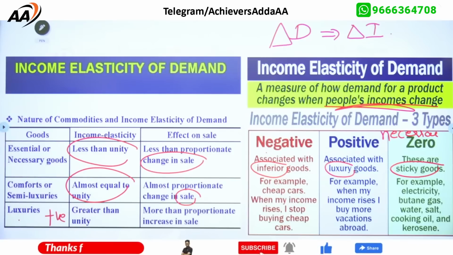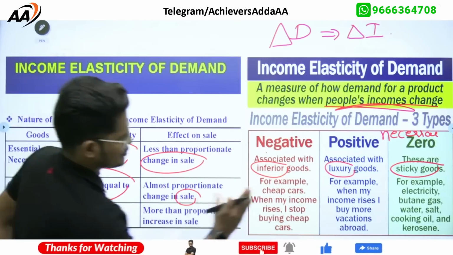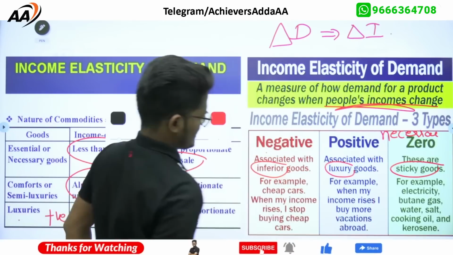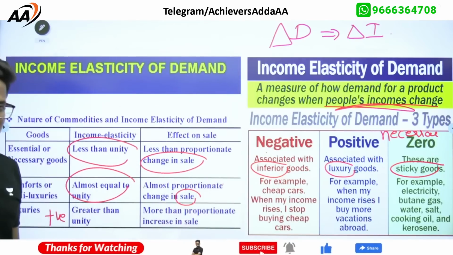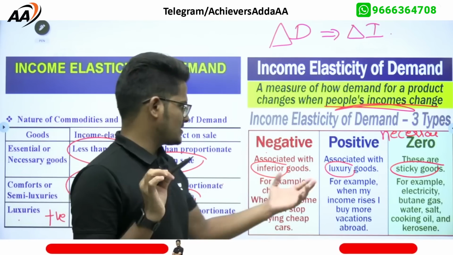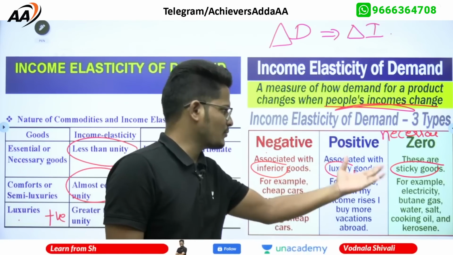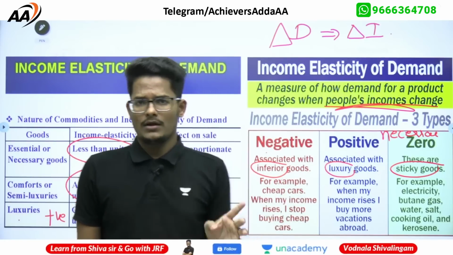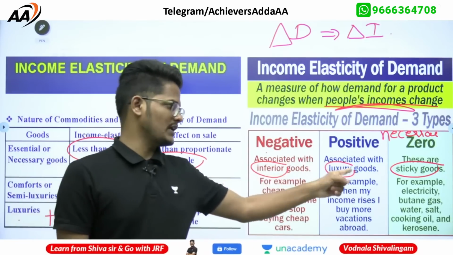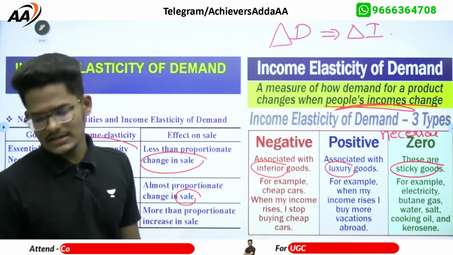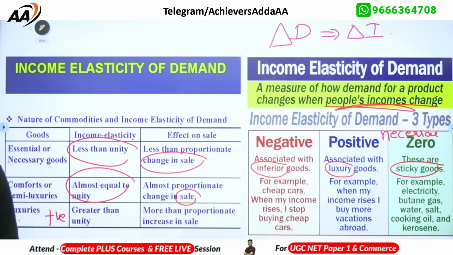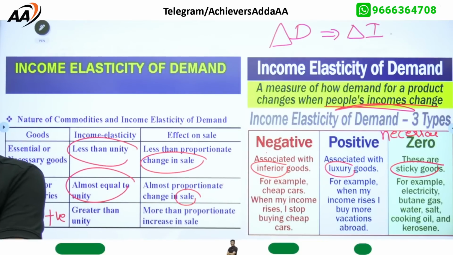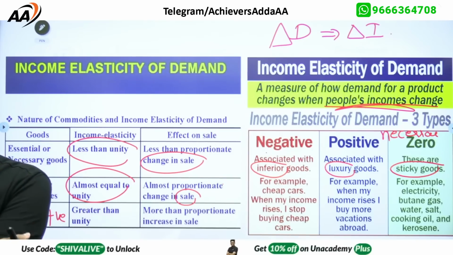Where do normal goods come under? Normal goods means superior quality, positive. They are under the positive. Always remember, normal indicates superior or high quality goods, which are positive in nature. Don't understand normal goods as zero. Don't go for that. Normal is superior, which is positive income elasticity of demand.